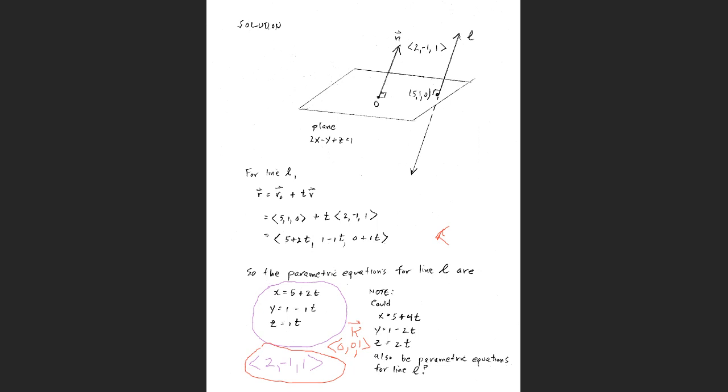So could our line with these parametric equations, where our line is parallel to 2, -1, 1, be a vertical line? Is 2, -1, 1 a multiple of 0, 0, 1? No, it's not. So our line's not vertical.